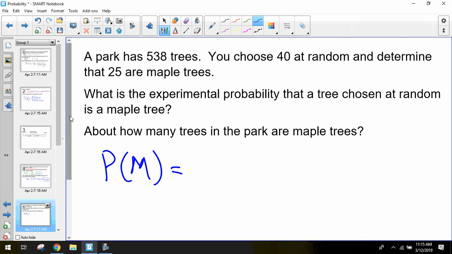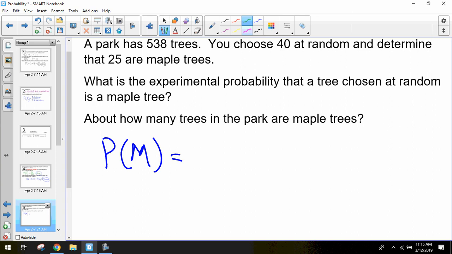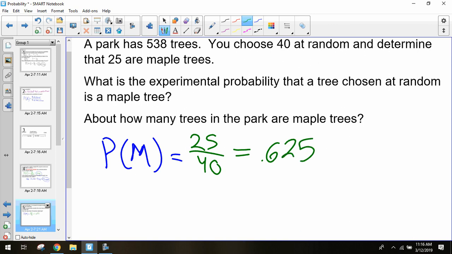To find our experimental probability, we're always basing that off of our observations. So what did we observe? We looked at 40 different trees, and 25 of them were maple. So 25 out of 40 trees is our observation. Experimental probability is always based off that observation. It's not what should happen or based off theoretical, but we'll look at those. If we divide 25 by 40, we get 0.625. That's our probability of getting a maple tree.